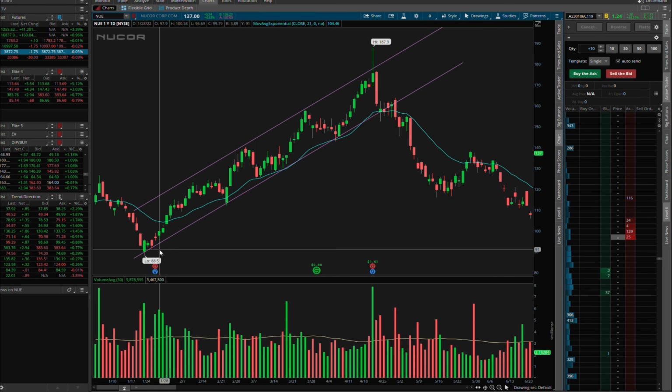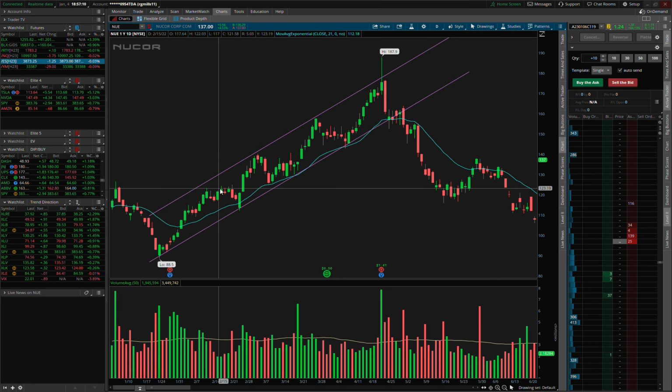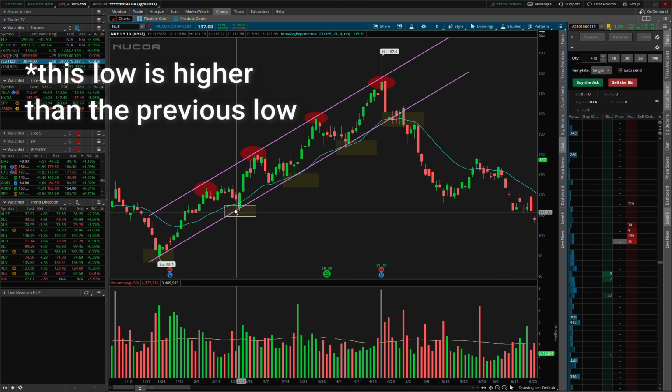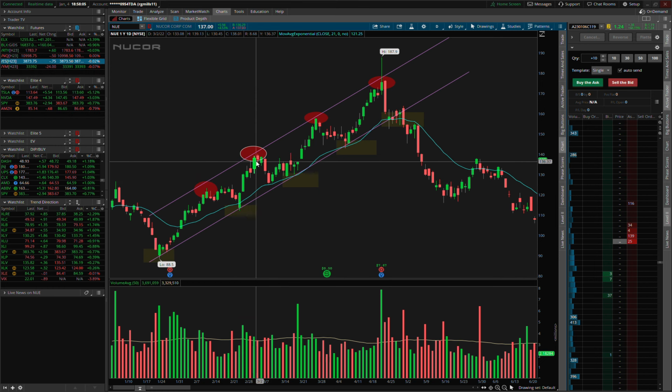So right now the market is making higher highs and higher lows, higher highs, higher lows. So what this means is that once you make a high and it comes back down, this low is lower than the previous low. So we made a higher low and we made another higher high. This high is higher than the previous high, right? So this means that the market is in the uptrend.